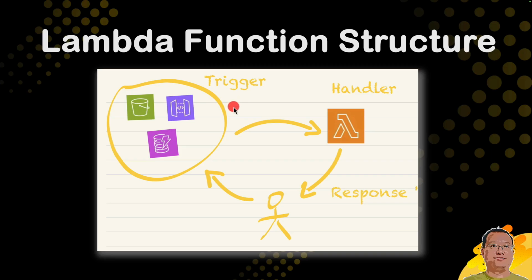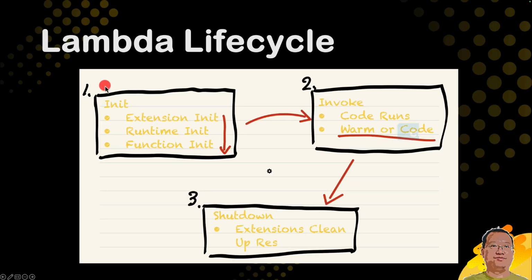Next, we move to the Lambda lifecycle. This is very important if you want to optimize cost and performance. Every Lambda function goes through three phases: Init, Invoke, and Shutdown. Let me break them down for you. First, we have the Init phase. This is where Lambda prepares the environment.